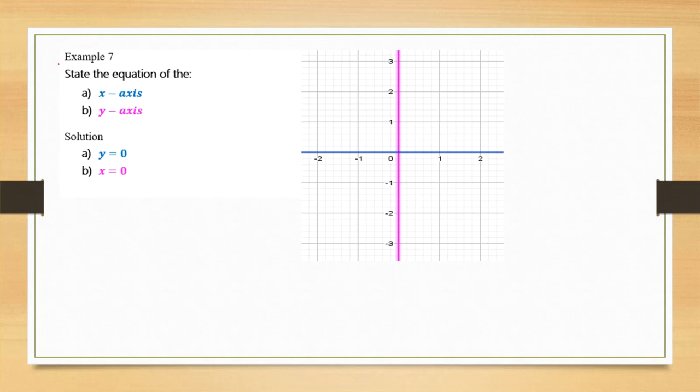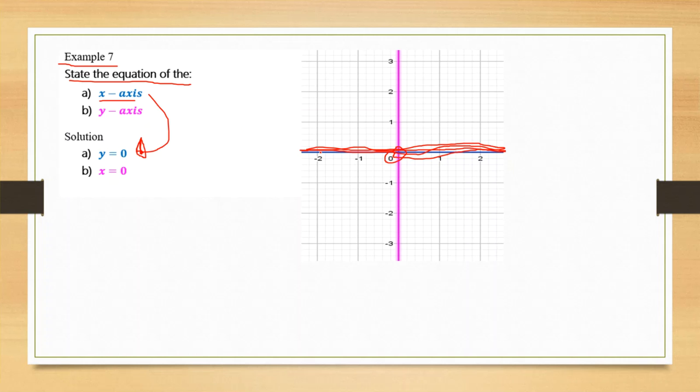So example 7, state the equation of the x-axis. So the x-axis is this one. Okay, so it's a horizontal line and it goes through 0. So we get y equals 0. Horizontal and y equals 0 for the x-axis.